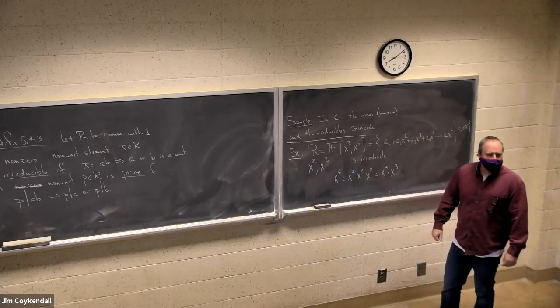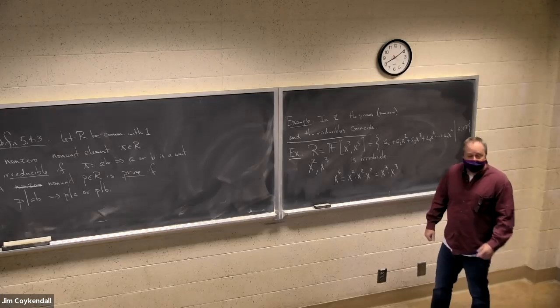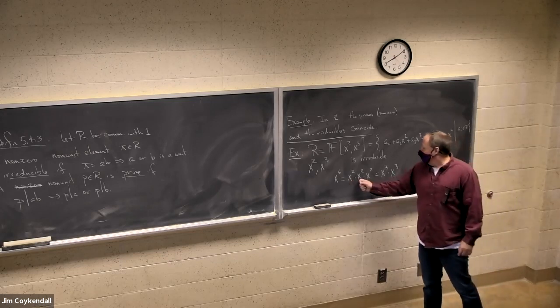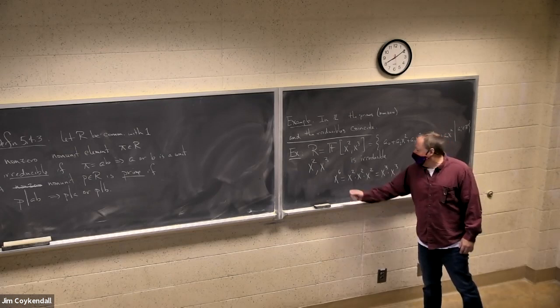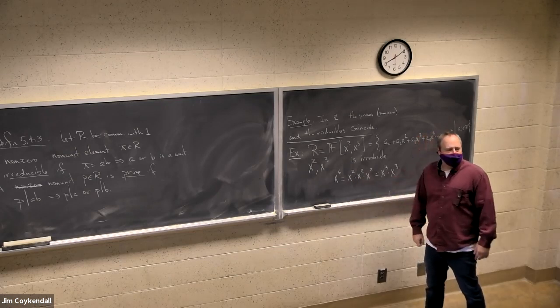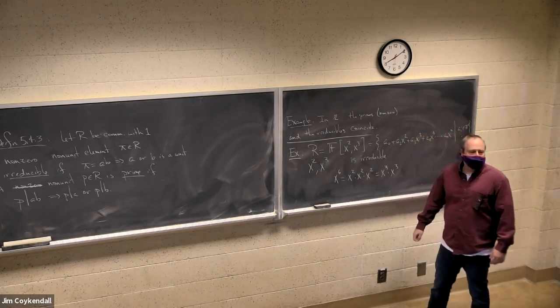Notice that x to the sixth factors these two ways. And in fact, this does not mimic the integers because you don't get unique factorization. In fact, not only does it factor these two ways, but the lengths are different. You have three irreducible factors here and only two here.